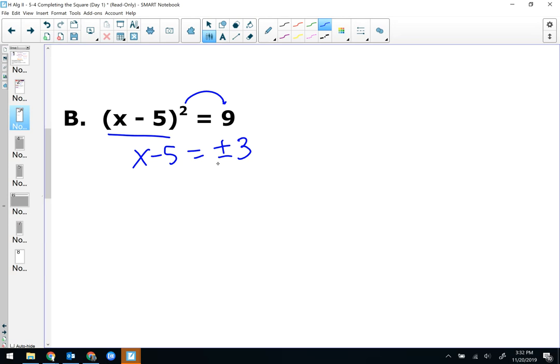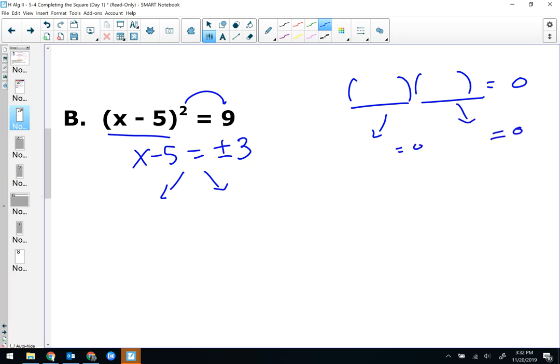Okay, well, this notation is a little weird, but what I really can do is just create my two separate equations now. Just like I did when I was factoring, whenever I get down to factored form, I set this equal to 0, I set this equal to 0. I could create two little equations. Same type of thing, but I'm not setting them equal to 0. I'm setting them equal to plus or minus 3.